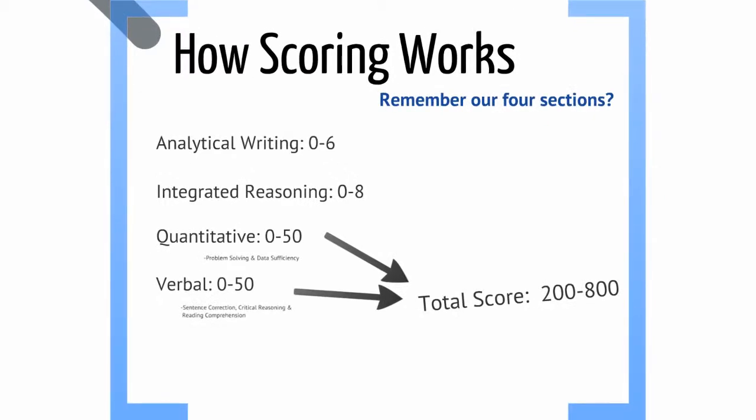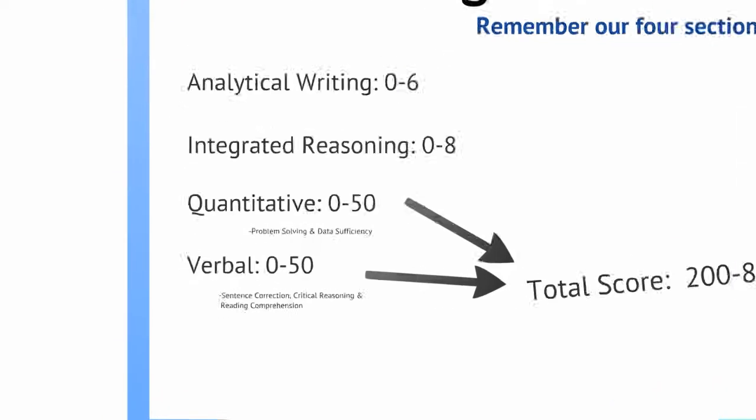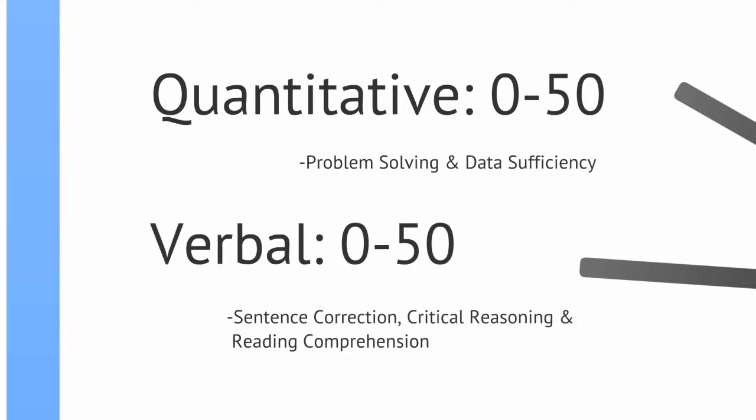So, remember the 4 sections we talked about: the analytical writing, the integrated reasoning, the quantitative, and the verbal. Those 4 sections are compiled to give you your score. Now, the analytical writing in and of itself will be a standalone score. The integrated reasoning will in and of itself be a standalone score. The quantitative section covers problem solving and data sufficiency, and the verbal section covers sentence correction, critical reasoning, and reading comprehension. The sentence correction is self-explanatory.